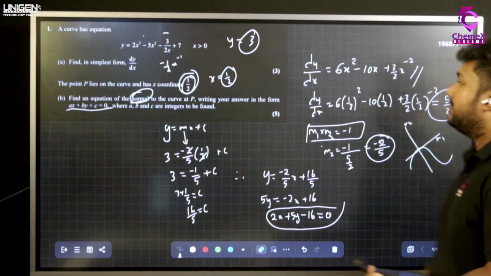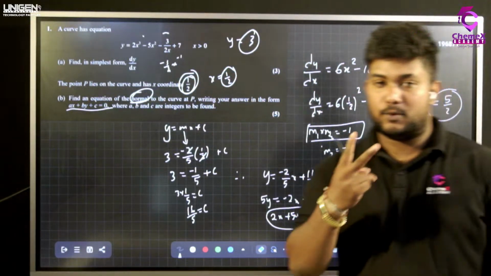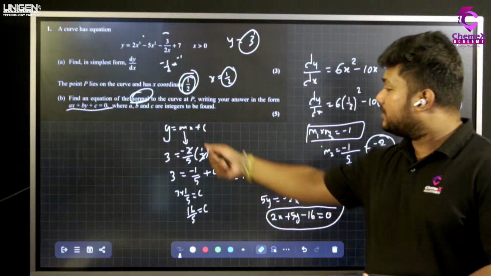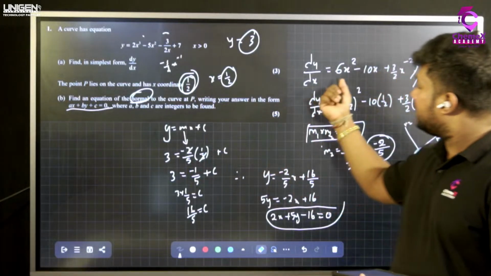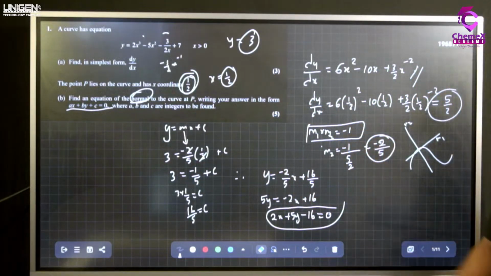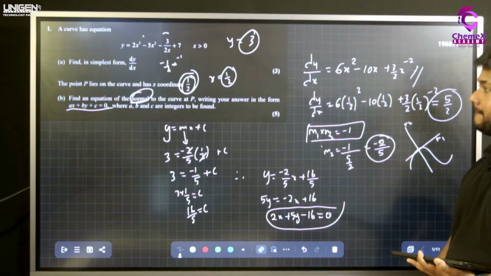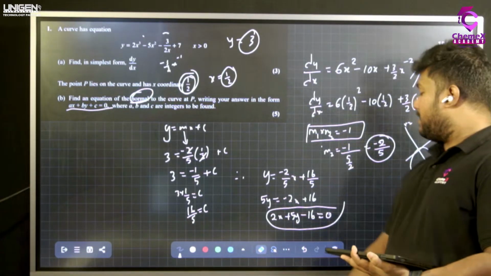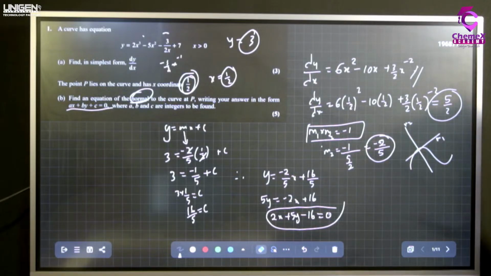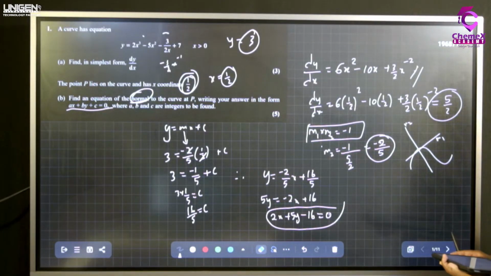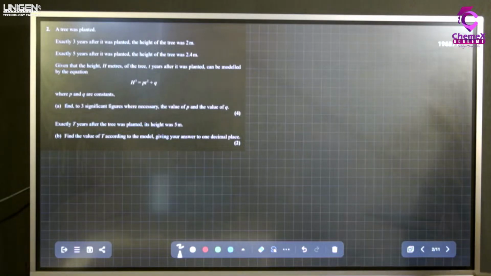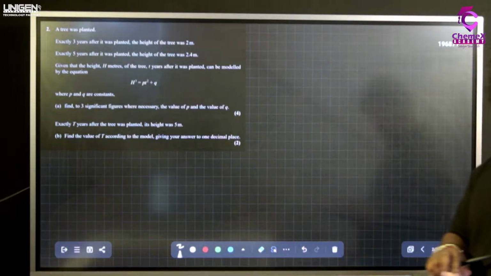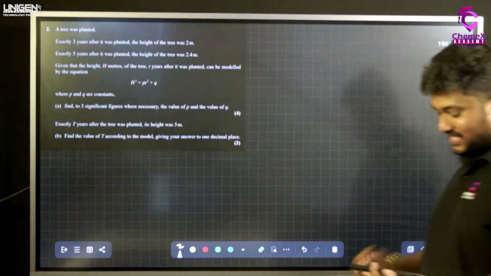Okay. You need both coordinates. Both x and y are needed in order to form a formula for this, since you only know the gradient after substituting into dy over dx. Got it? You need both x and y to form a formula. Any questions? No, sir. Understood. So let's move on with the second question.